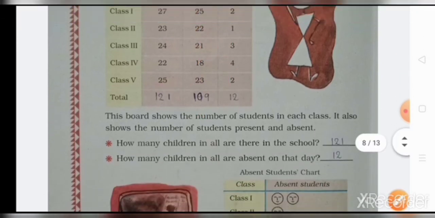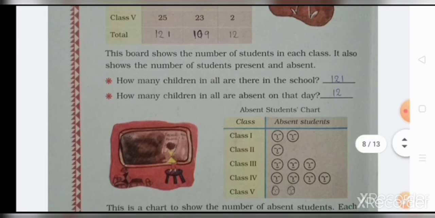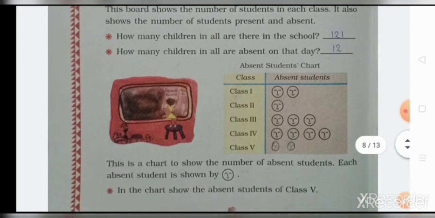This board shows the number of students in each class. It also shows the number of students present and absent. How many children in all are there in school? Total number of students is 121. And how many children in all were absent on that day? Absent students are 12.